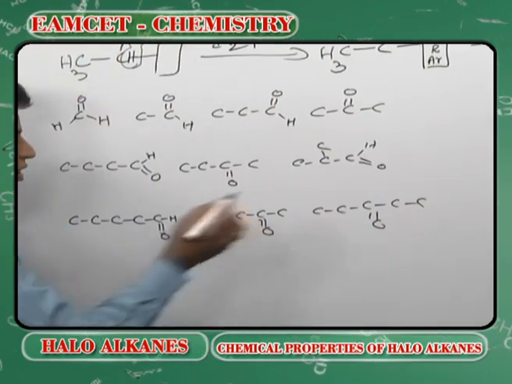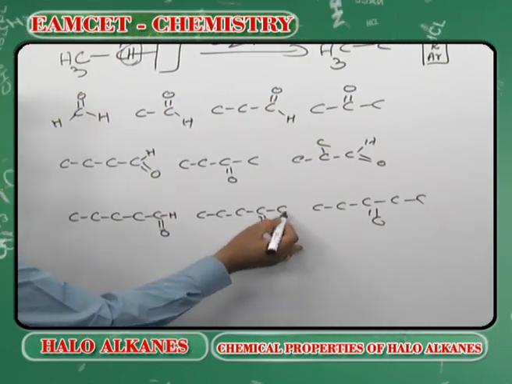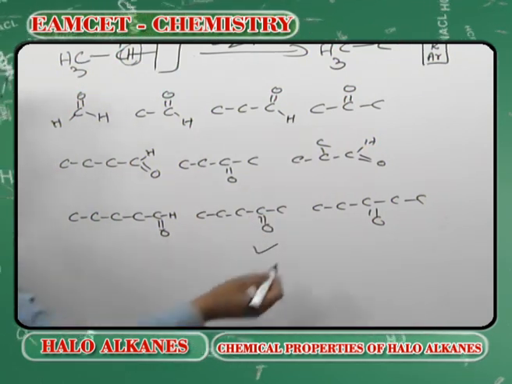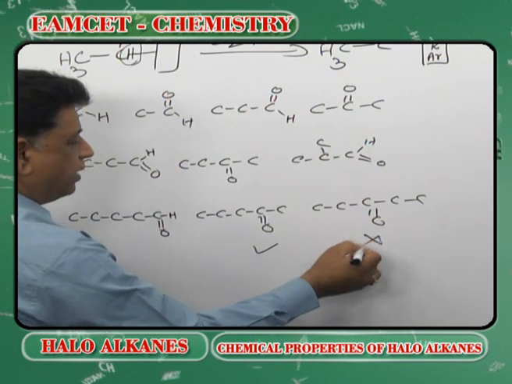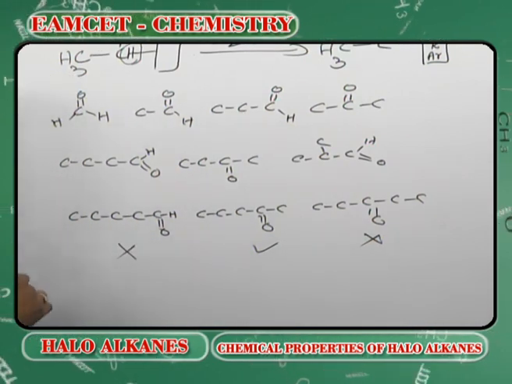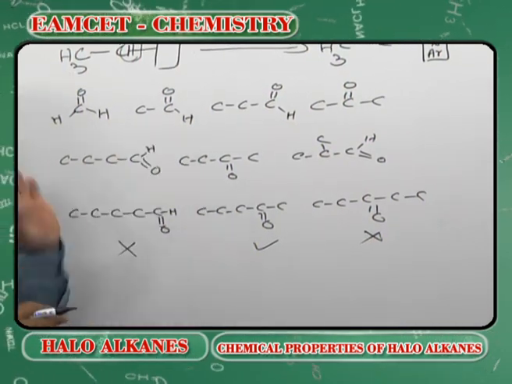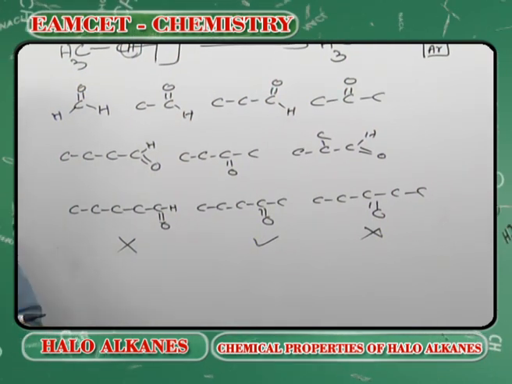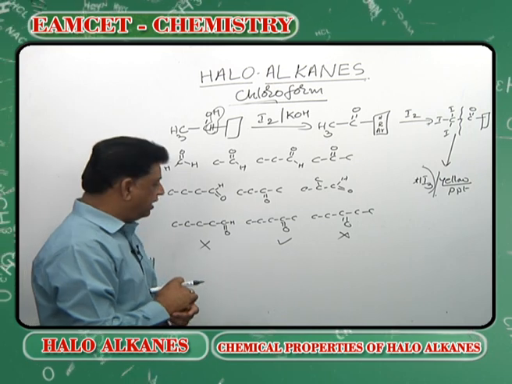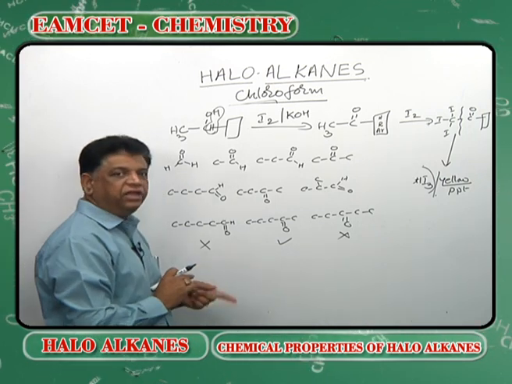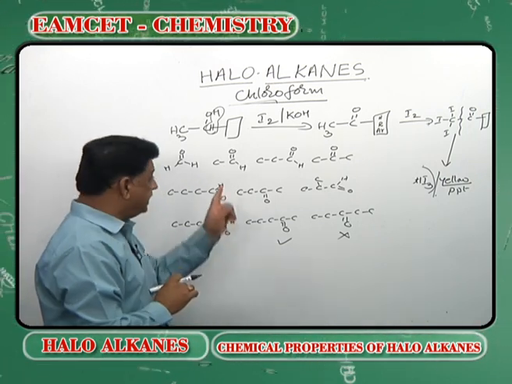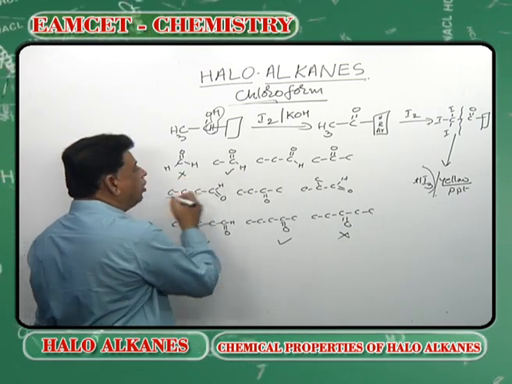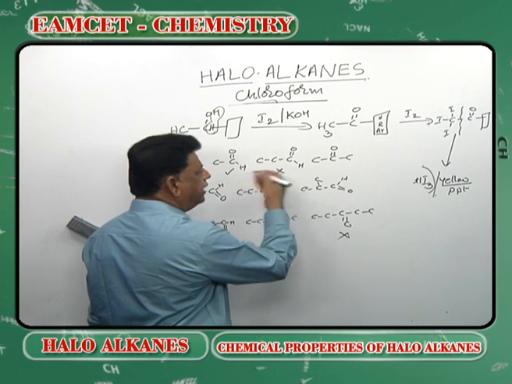Now, out of these, only this one is eligible because it is a 2-methyl ketone. A methyl attached to the carbonyl group is what is needed. There is no methyl attached to the carbonyl here, no. All aldehydes will not give except acetaldehyde. You can make a statement: in alcohols, no 1-degree alcohol will give except ethyl alcohol. Here also, no aldehyde will give a haloform test except acetaldehyde. Acetaldehyde will give the reaction. Formaldehyde, no. Propanaldehyde, no.